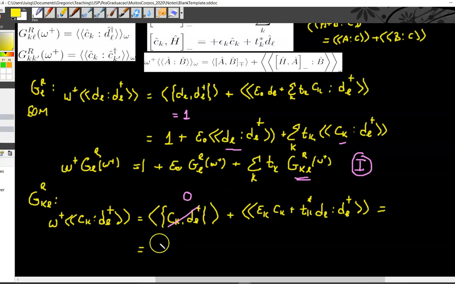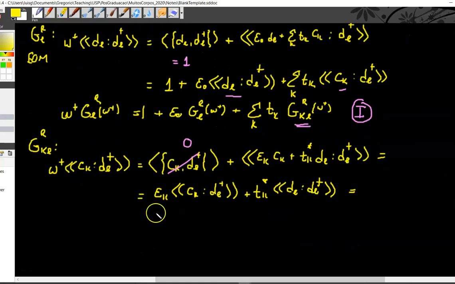Now I have epsilon K CK dl plus TK star DL. All right, now this is looking good. Why? Because now I have only these two Green's functions to worry about. Because here I have CKDL. Here I still have CKDL, right? So it went back into itself.